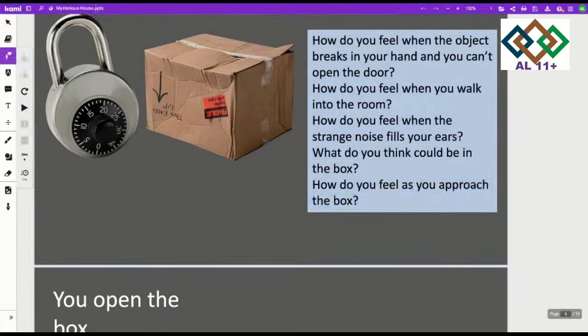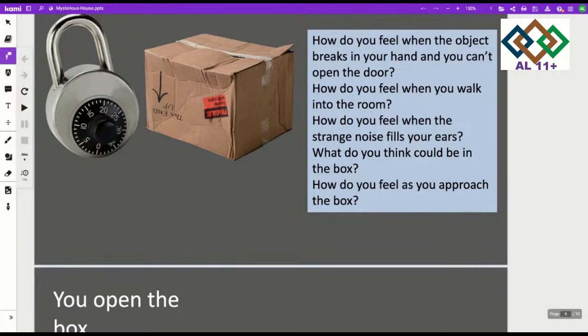So basically, what are they telling you? When they saw something to open in the bag, they found something which could open the box. So that thing is basically how do you feel when the object breaks in your hand? You might find something like a lock which could open the door, and in your hands you can't open the door. How do you feel when you walk into the room? How do you feel when the strange noise fills your ears? What do you think could be in the box? How do you feel as you approach the box?